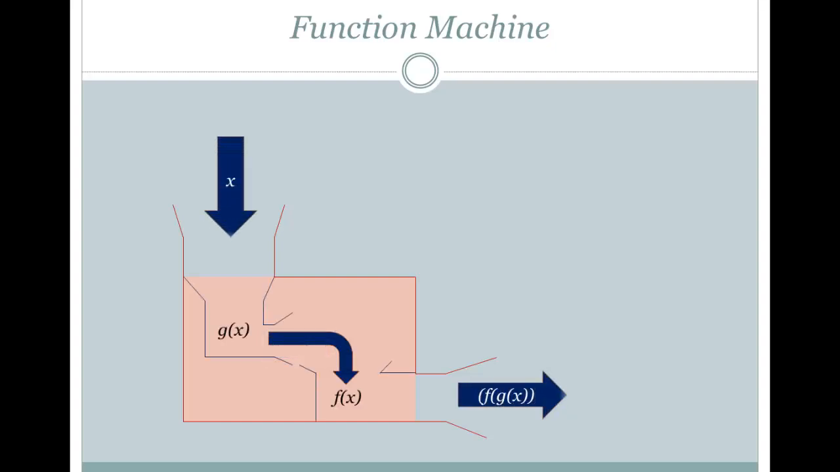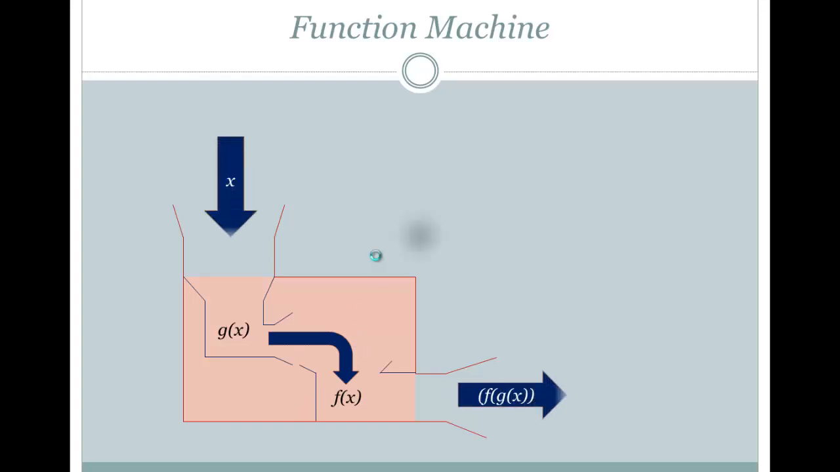If I look at this, I'm taking a value x, and inside the big function machine, there's two smaller function machines. The first x comes in, it goes into the g of x function machine. So it goes through the g of x function machine, and then it spits out an answer. It takes that answer that it spits out and puts it into the f of x function machine. The result is f of g of x. Okay, so think about composite functions as having two function machines inside the big function machine.